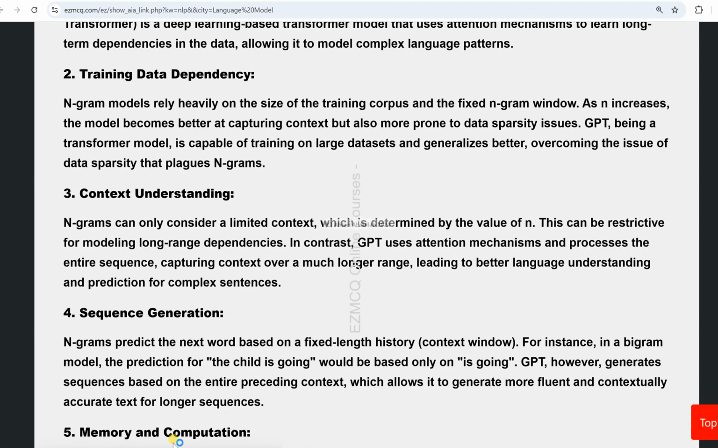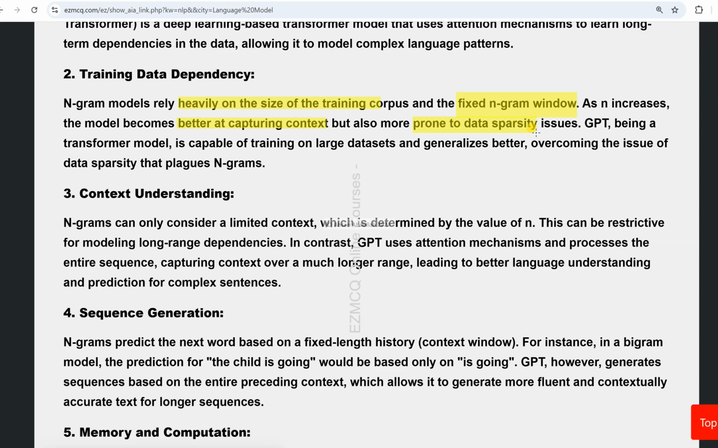Then there is the training data dependency. N-gram models rely heavily on the size of the training corpus, and of course they are influenced by the fixed n-gram window, unigram, bigram, trigram. I'm not going beyond. Of course it can be 4-gram also. And as n increases, the model becomes better at capturing context. But the thing is that as it goes back, it is prone to more data sparsity because those words which are used may not be occurring that frequently.